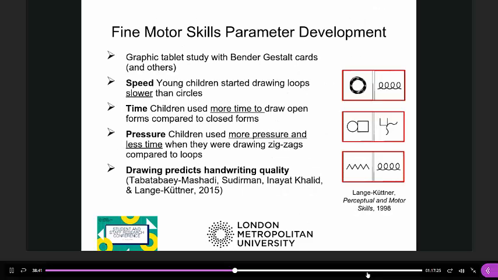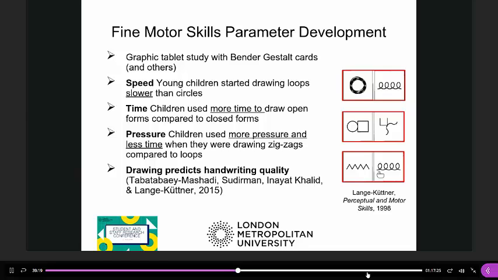This is an explicit study on fine motor skills parameter development. So these are the Bender Gestalt cards, and I'll come back to that. That's why I included it in the introduction. And you can see these are 2 cards where there are loops, and then there are drawn out loops. And with age, so when they get into school, the interesting thing is they start drawing slower. So this becomes slower, and this is even slower. And why is that? Because the onset of handwriting.